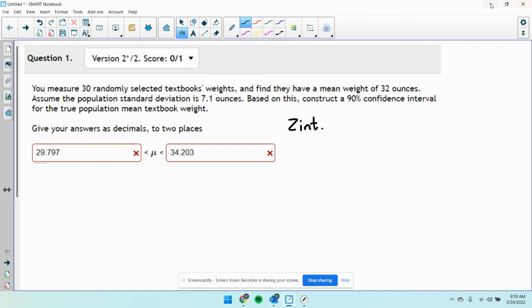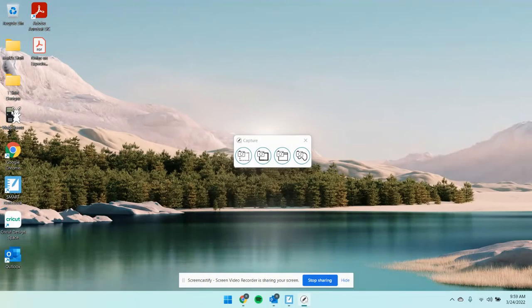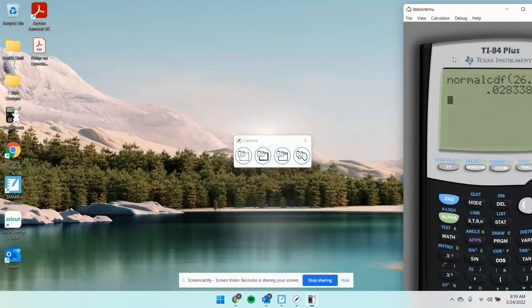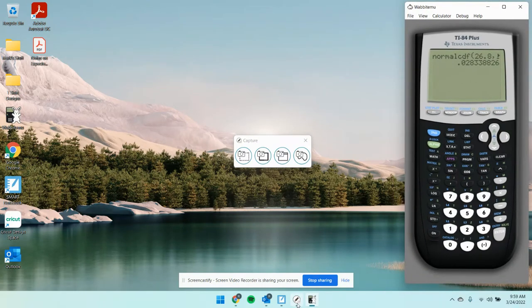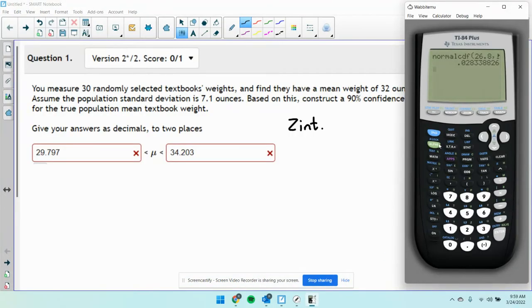So when I go to my calculator, let me pull that up. We're going to do stat, tests, a z interval. We're going to input statistics. So the sigma is 7.1 because that's the population standard deviation. Our mean from our sample is 32. Size of the sample is 30, and we want a 90% confidence interval.